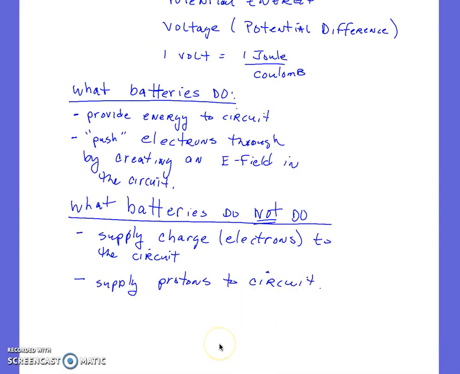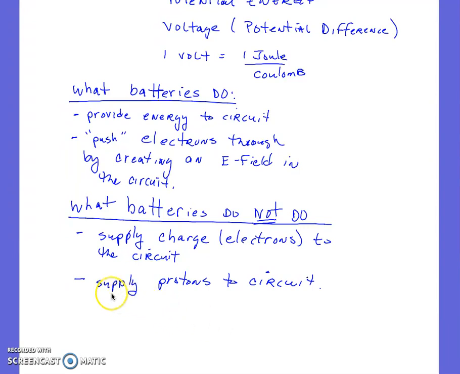So one thing they don't do is supply charge, meaning electrons, to the circuit. And this is a very important concept. The electrons are already there in the circuit, within the wires, within the resistor, within the filament of the light bulb. The batteries just push the electrons. They provide energy to the electrons, which makes them move.